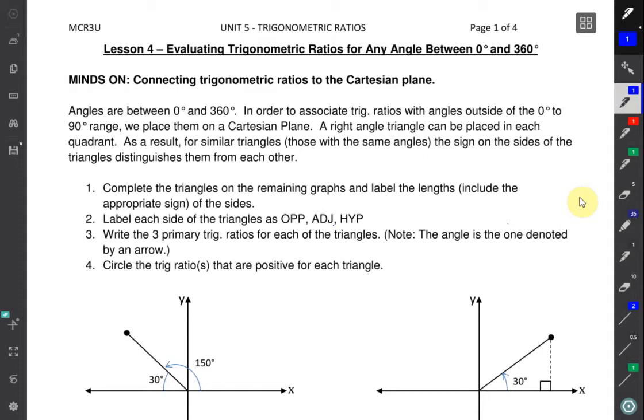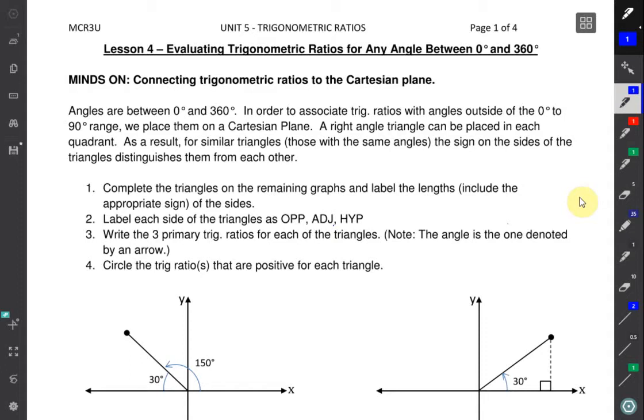In order to do that, I'm going to have you use skills that you already have in terms of labeling right triangles and identifying what the trig ratios are. And so I'm going to have you start learning how this system works by going through and labeling the triangles in each of these 4 Cartesian planes that are here.